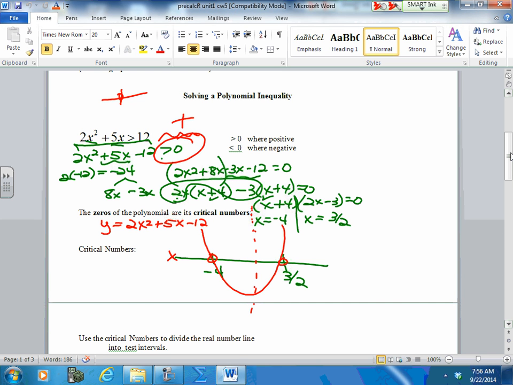So we know that this is a parabola opening up because the coefficient of x is positive. Now we want to know where the y's are negative.